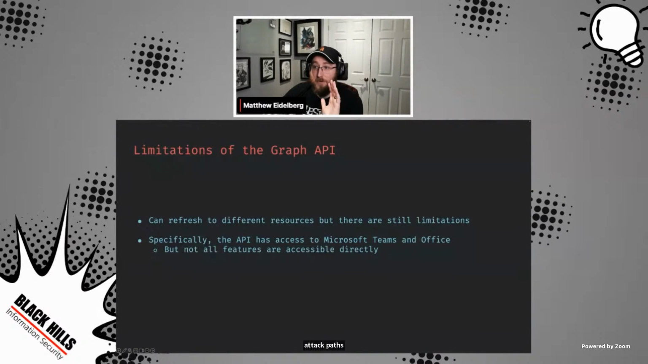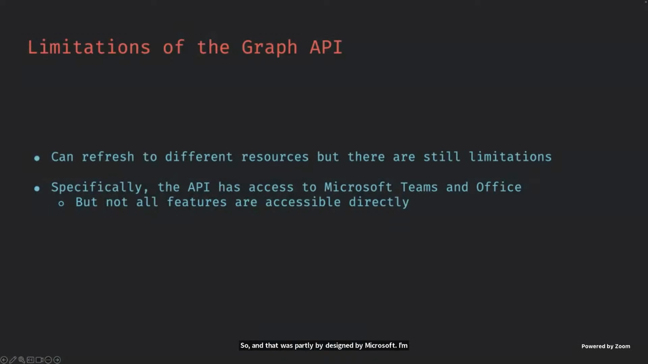Now, what I want to say is that the Graph API is a great feature, but like everything, there are some limitations. While there might be everything you can imagine from all the different Microsoft services, the access it has is not 100% into all the different features. Since we're talking about Teams, it doesn't have all the access to Microsoft Teams backend options. Same thing with Office. That was partly by design by Microsoft, I'm led to believe. But without worrying about that, that's how we started down this path.